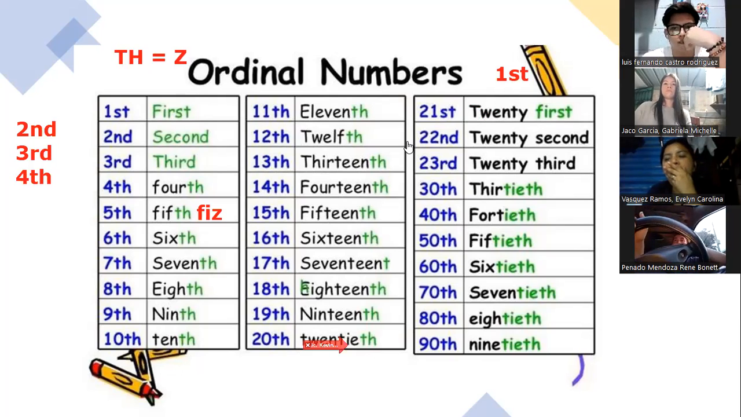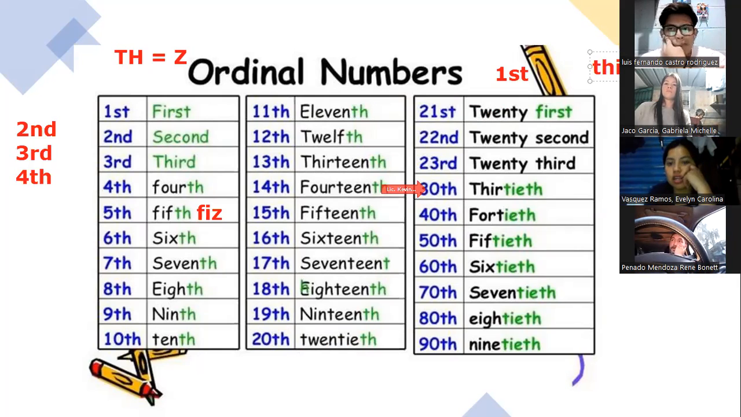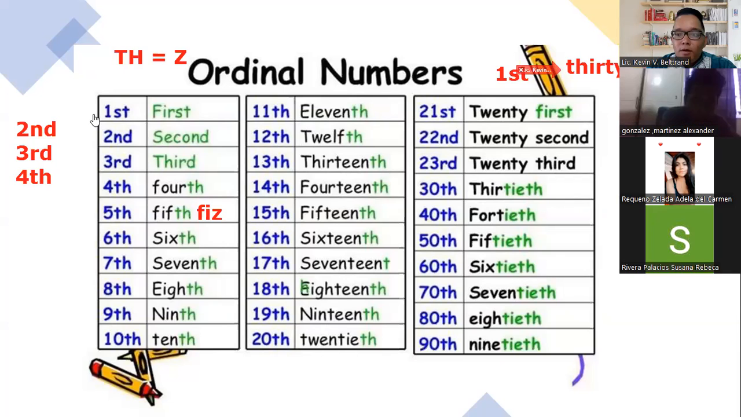21st, 22nd, 23rd, 24th, 25th, 26th, 27th, 28th, 29th, 30th. All right? Y de ahí volvemos. El 30 se convierte en cardinal, okay? Y decimos entonces 30. All right, 30, oh, I'm sorry. Where is it? Okay, 31st, 32nd, 33rd, y así sucesivamente.